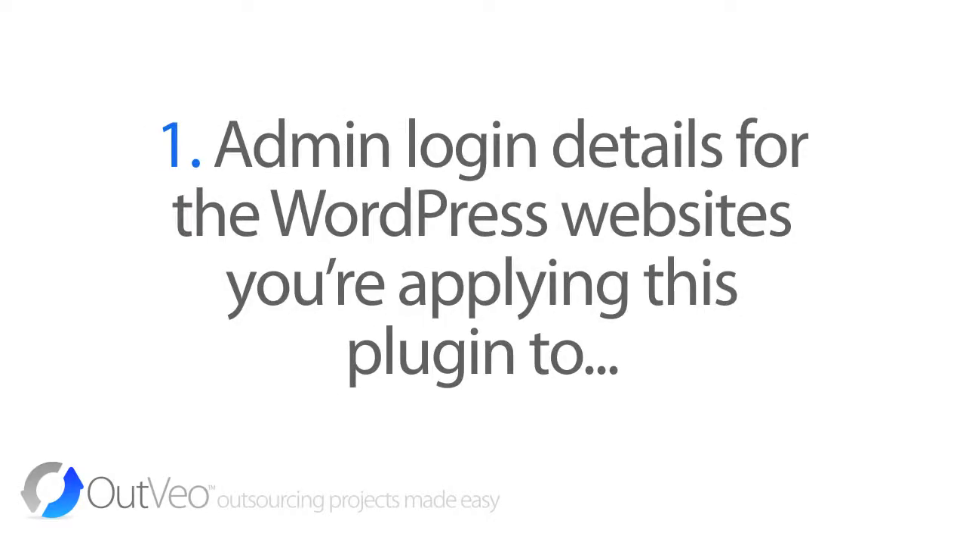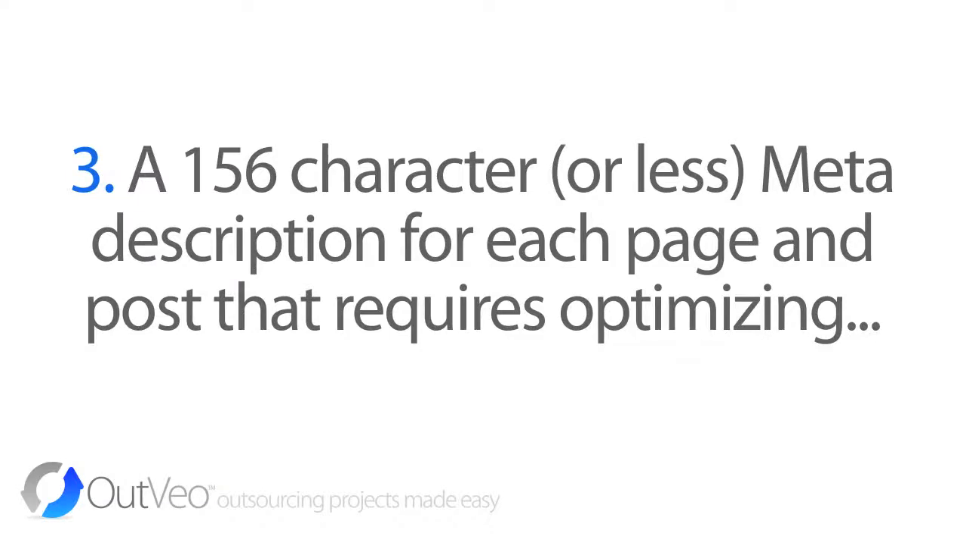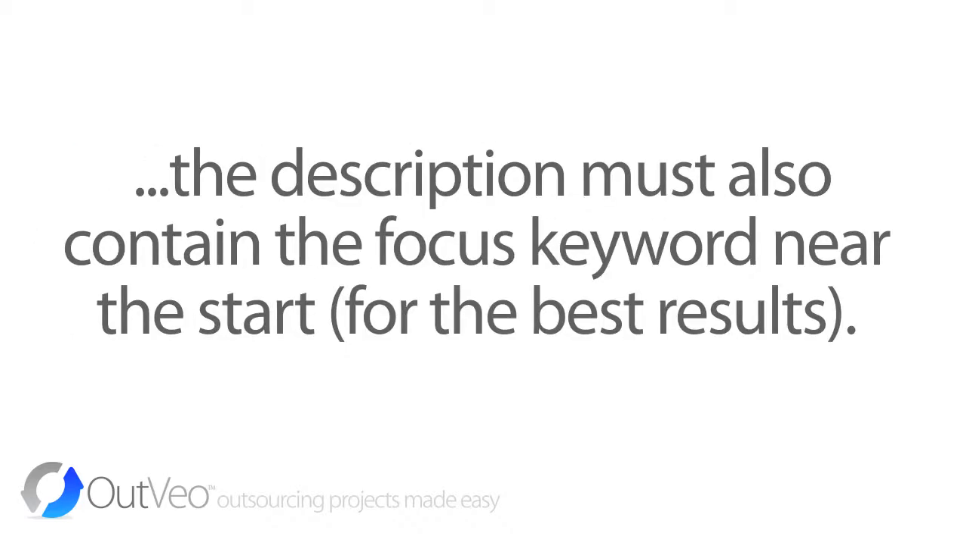You'll need admin login details for the WordPress websites you're applying this plugin to. You'll need the focus keywords for each post and page of each website. And you'll also need a 156 character or less meta description for each page and post that requires optimizing. The description must also contain the focus keyword near the start for the best possible results.